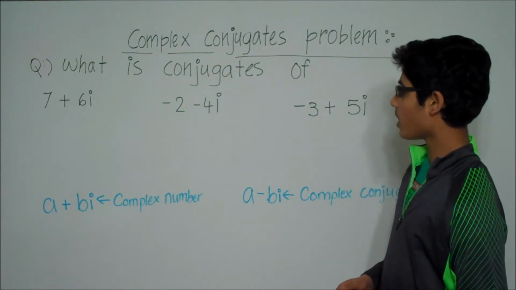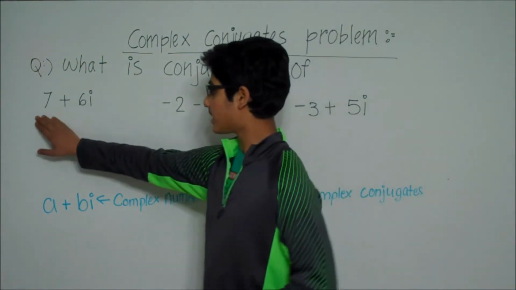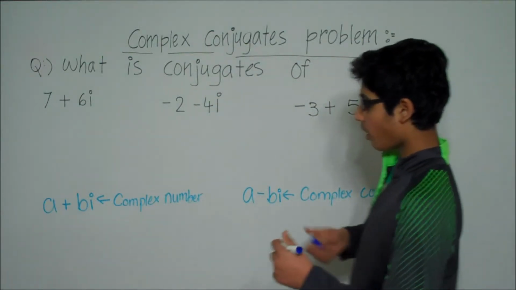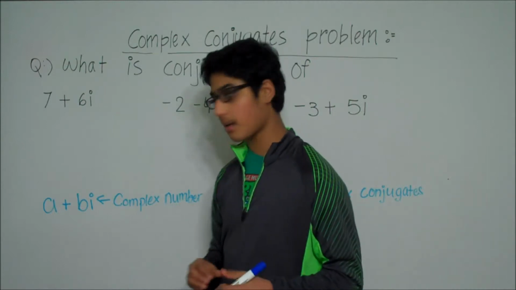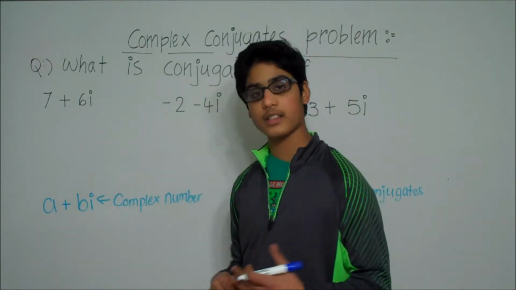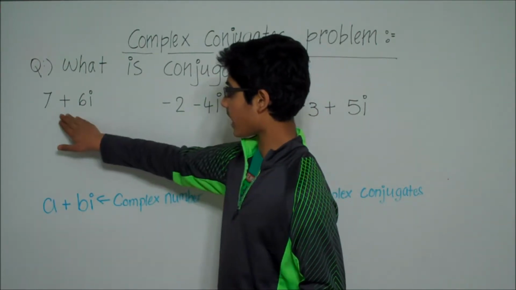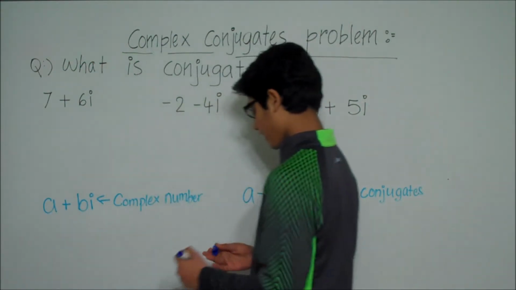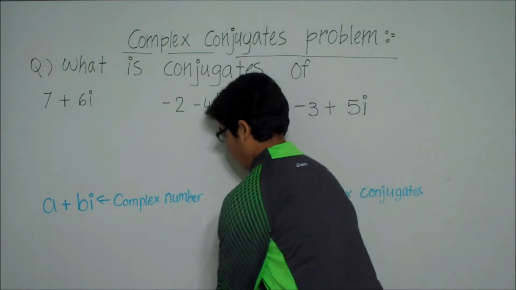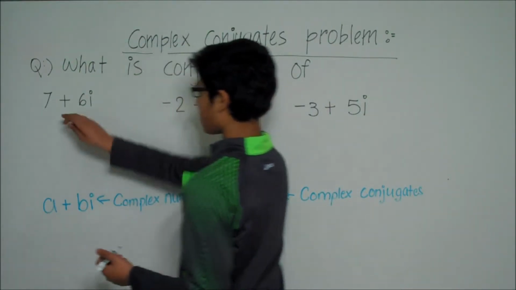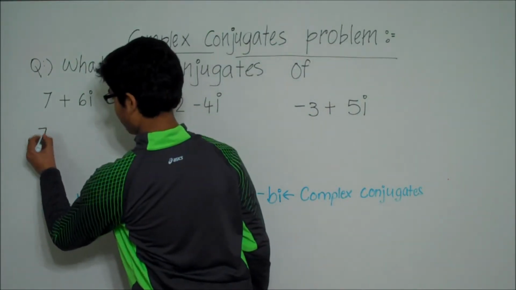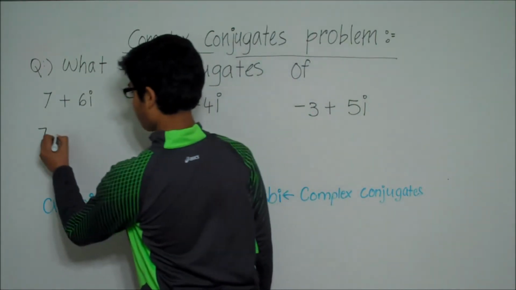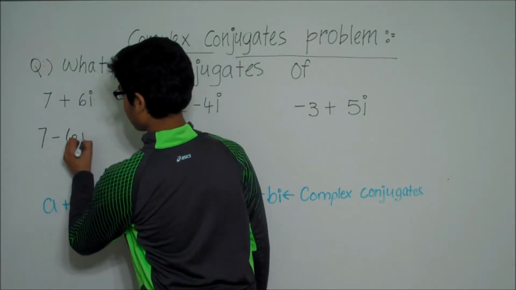So now let's find the conjugates of 7 plus 6i. So, the only difference between a complex number, which this is, and a complex conjugate is that the sign of the imaginary term is opposite. So, that means that the complex conjugate for 7 plus 6i is 7, and the opposite of plus is minus, so 7 minus 6i.